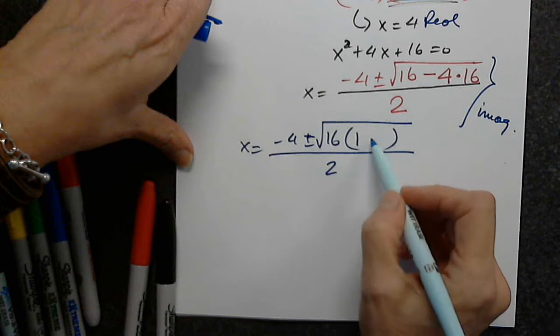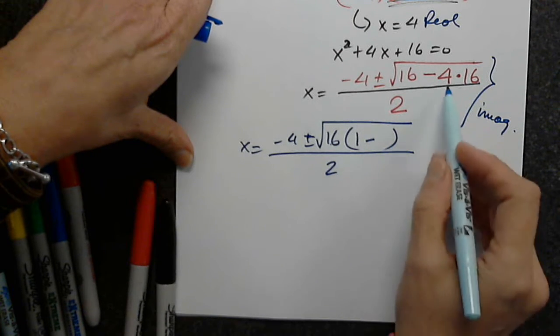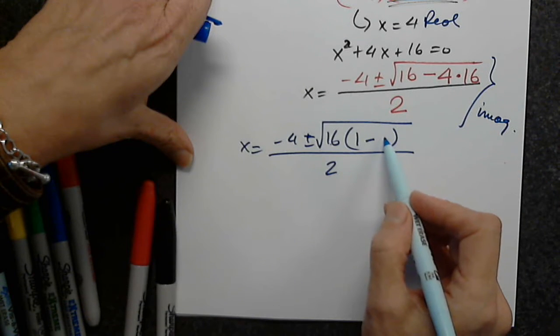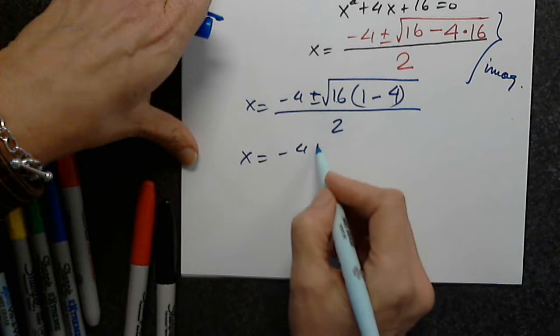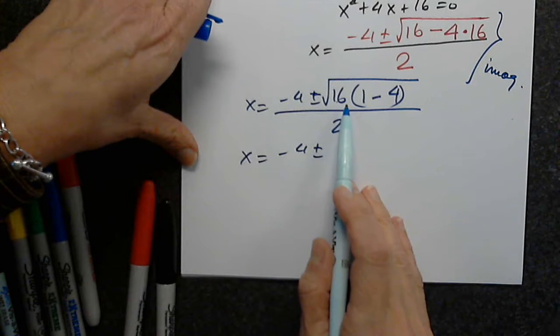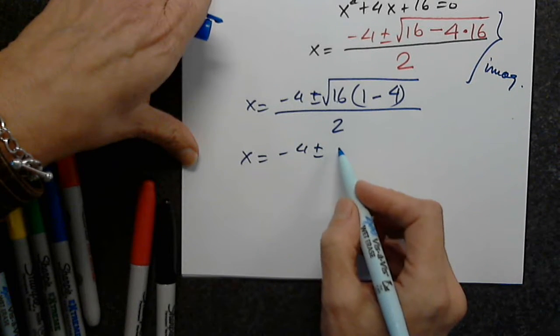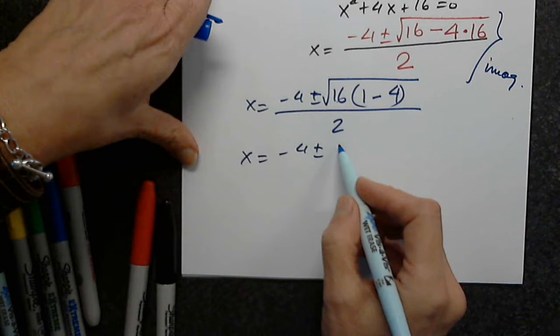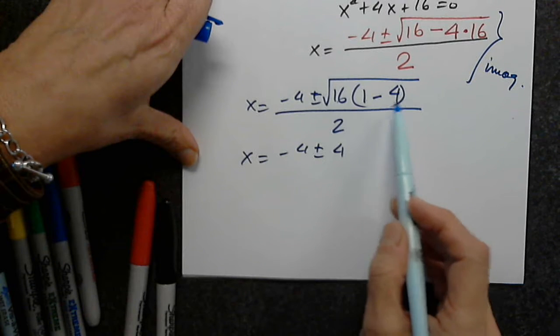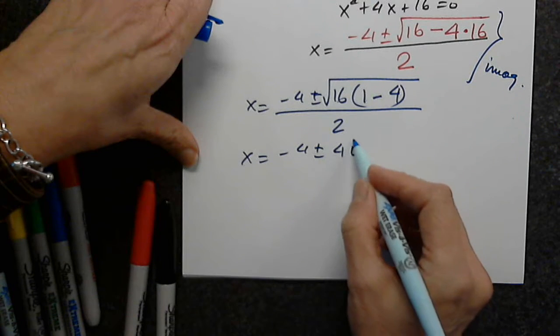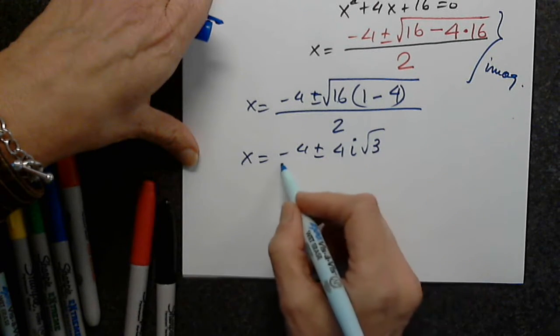1 minus 16 times what is 4 times 16? Very good. So then x equals -4 plus or minus. I can take the square root of 16, which is 4, very good. And then I have 1 minus the square root of 4, which is -3. So this will be i, the square root of 3, divided by 2.